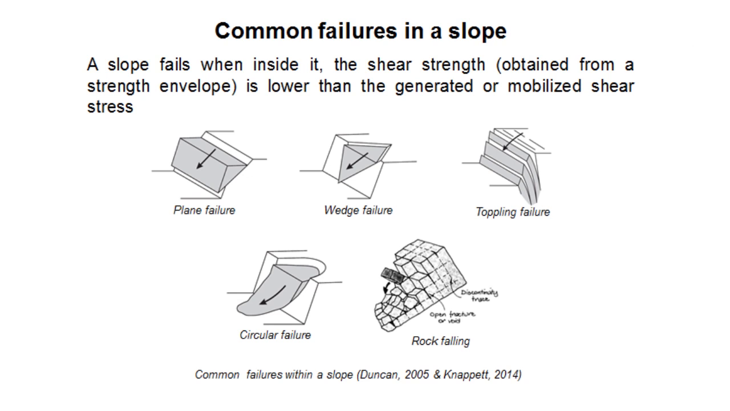Common failures can be classified into 5 types. Circular failure, very usual in soil slopes. As for the rock, we have plane failure, wedge failure, toppling failure, and rock falling. Let's take a look at some examples.